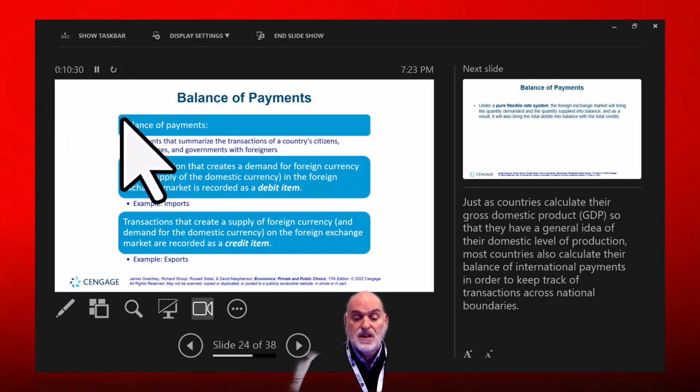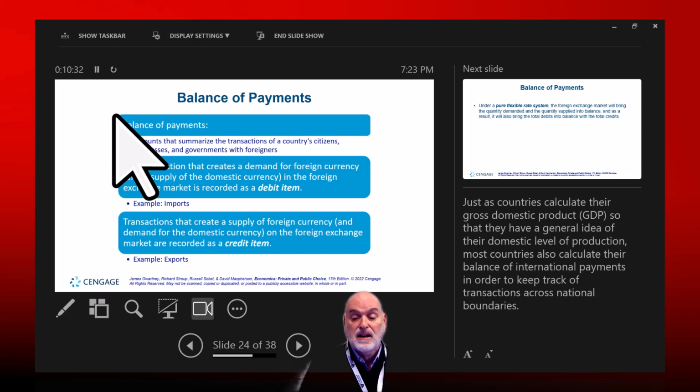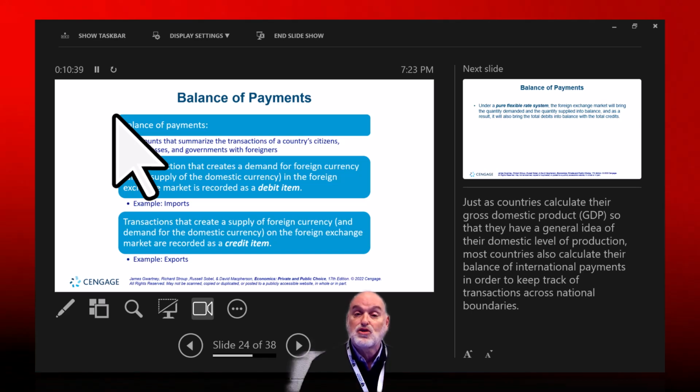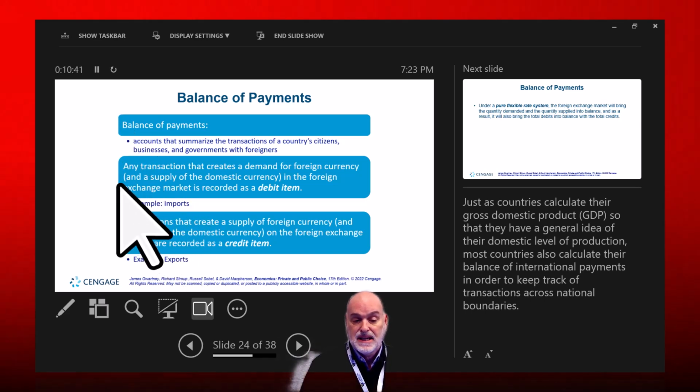Example, imports. Transactions that create a supply of foreign currency and demand for the domestic currency on the foreign exchange market are recorded as a credit item. Example, exports.